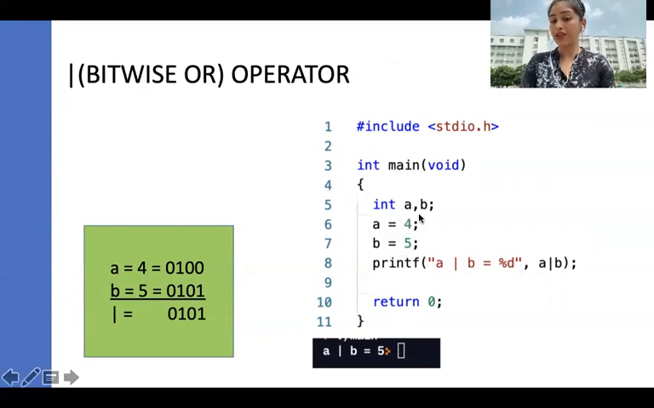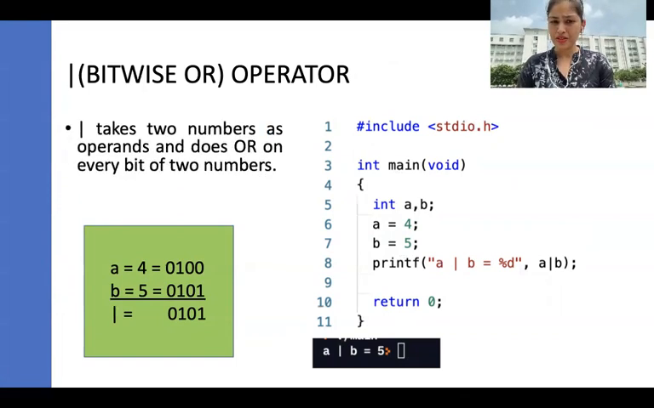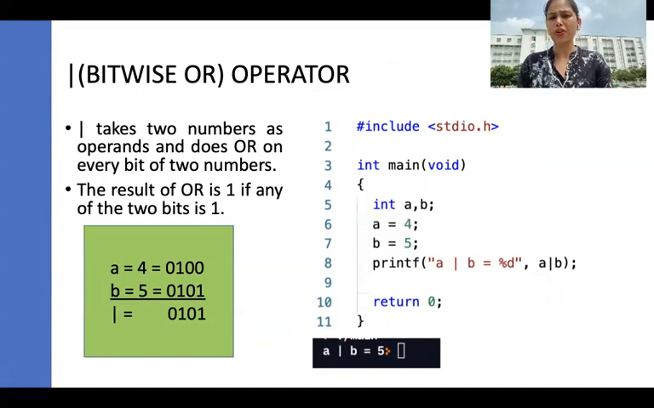In the main function, we have two integer numbers A and B, right? Where the value of A is 4 and B is 5. Okay. And if you perform A OR B, what will be the result? So let us see over here. Since we know that OR takes two numbers as operands and does OR on every bit of the two numbers, right? And the result will be 1 if any one of the two bits is 1. So here, when you check the bits, 0 and 1, 1; 0 and 0, 0; 1 and 1, 1. So the answer will be 101, which is basically your number 5, right?